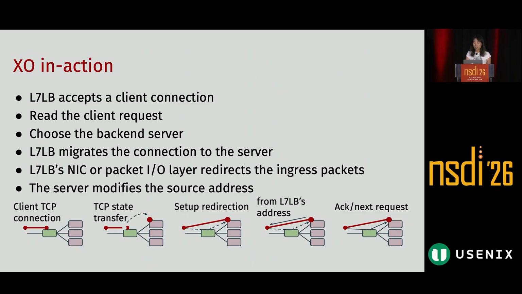Then for the next request, the packet redirection rule installed earlier will redirect all of it to the selected server. One thing to note is that upon the next request, the application might want to return the connection back to the layer 7 load balancer, when that backend server is overloaded or simply because it doesn't have the requested content. In this case, the system state will just go back to the leftmost picture in this slide.